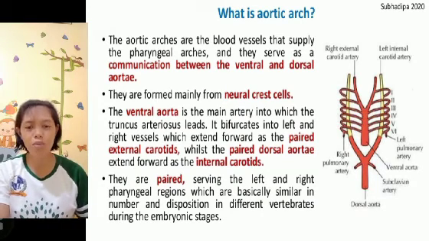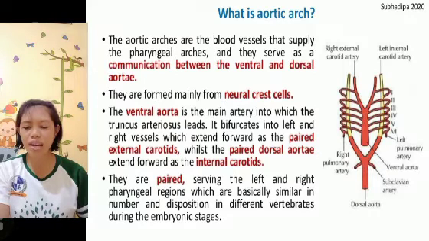So as we can see, what are the linkage between the two, or what connects the ventral and our dorsal aorta? That's our arcs. So that's the function of these arcs. So they are formed mainly from neural crest cells.